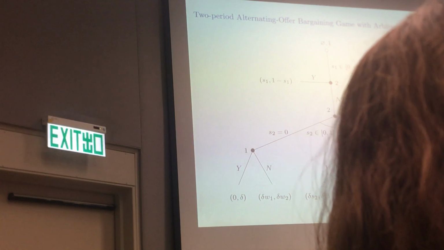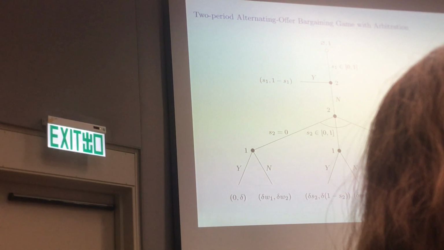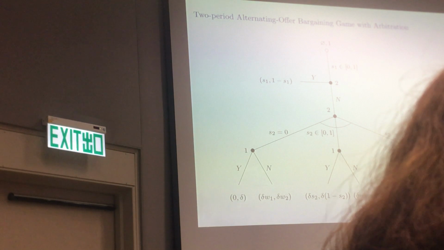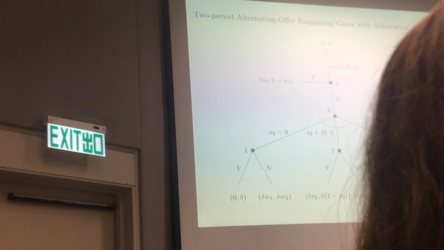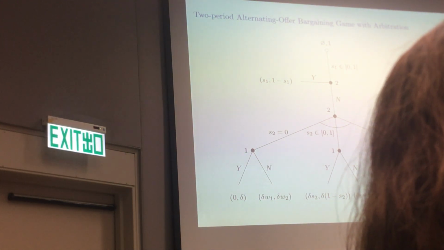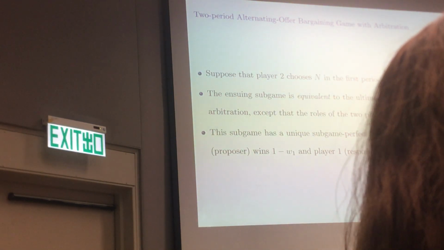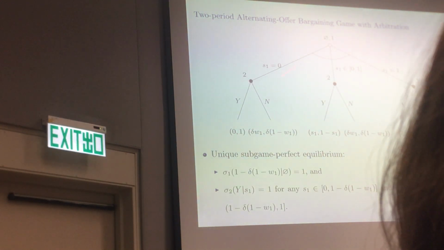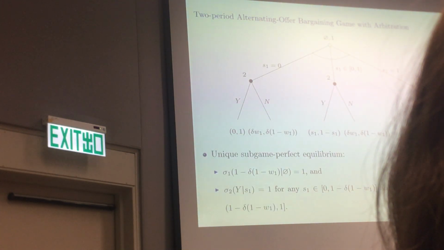So whenever player 2 says no, both players understand that the outcome in the second period is always player 1 enjoying W1, and player 2 enjoying 1 minus W. That's what has to happen in the second period. Then actually that observation makes our analysis really simple. So you can simplify this game tree into this form.